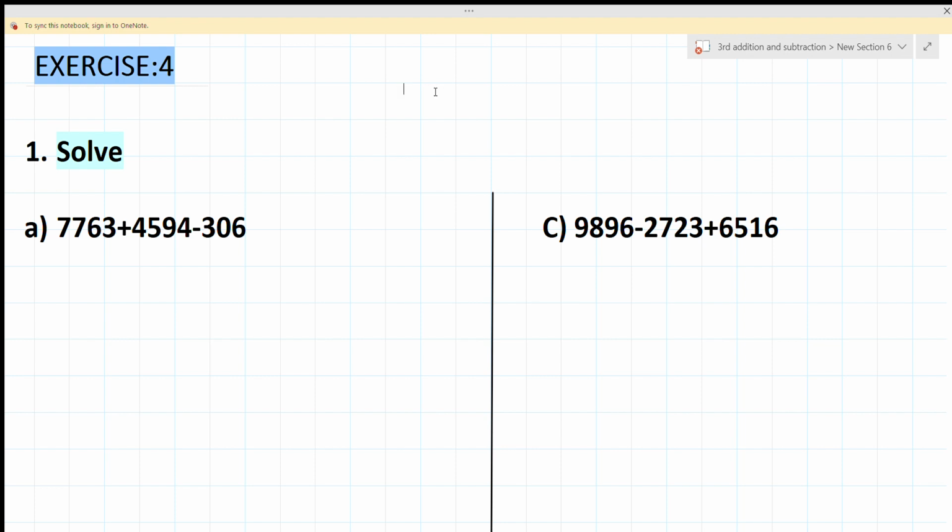7,763 plus 4,594 minus 306. Let us remember, always solve from left to right. Remember this, you should solve from left to right. Whichever operation comes first, you have to solve from left to right. So here, can you find out the operation? Yes, we have addition first. So let us begin with step 1.